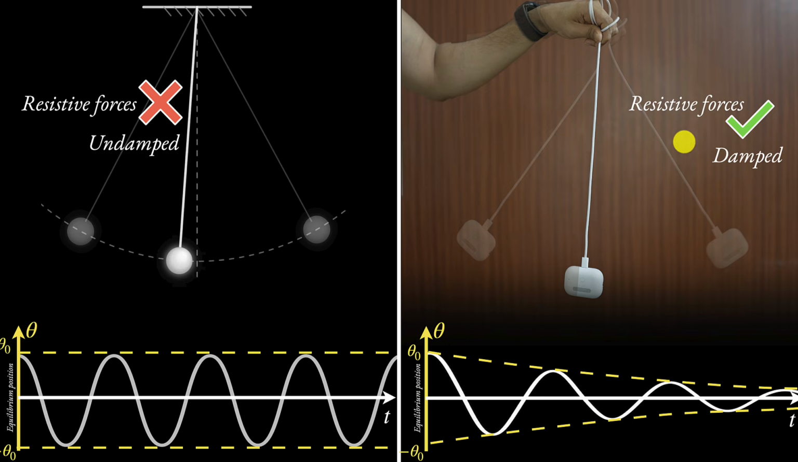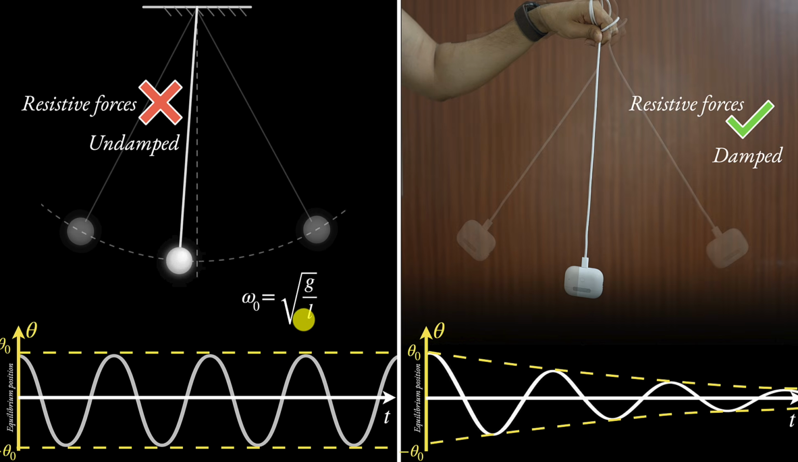Okay, so we know resistive forces dramatically affect the amplitude. But what about the frequency? Do they affect the frequency as well? I mean, we know in an ideal undamped case, a simple pendulum oscillates with an angular frequency given by this expression. Notice how the angular frequency is inversely related to the length of the pendulum. A shorter pendulum means the pendulum oscillates faster. A longer pendulum means it'll oscillate slower. We call this the natural frequency because it's the frequency that a pendulum naturally oscillates with.